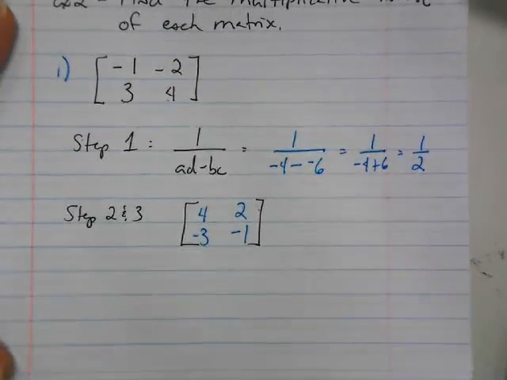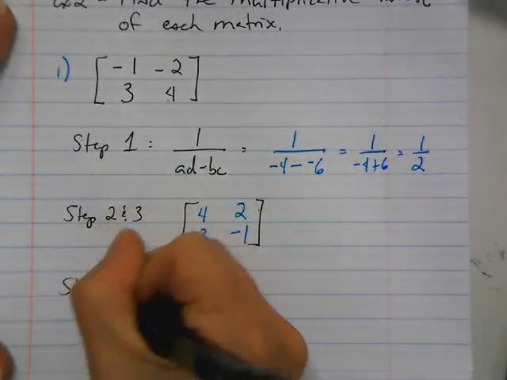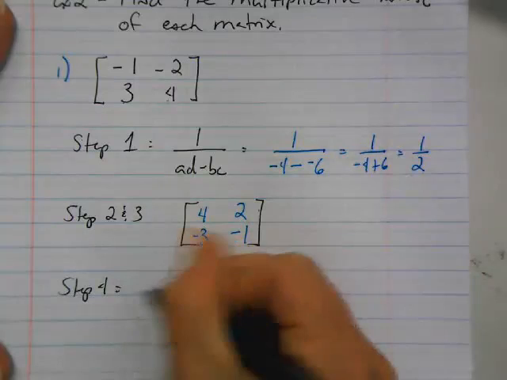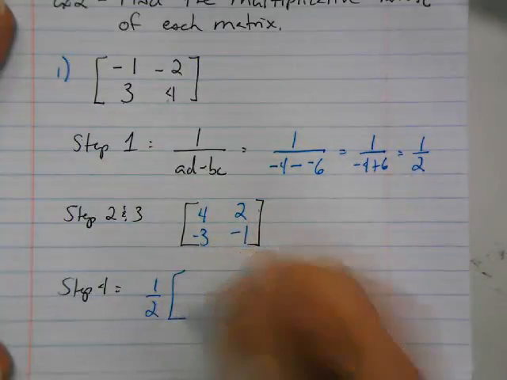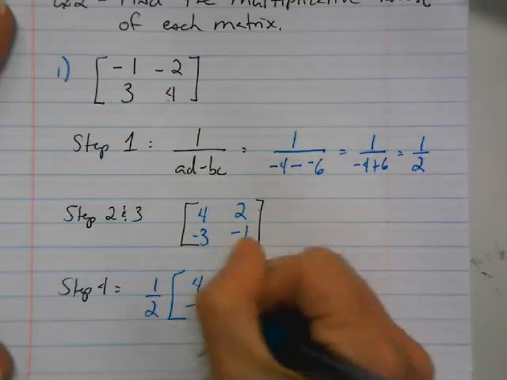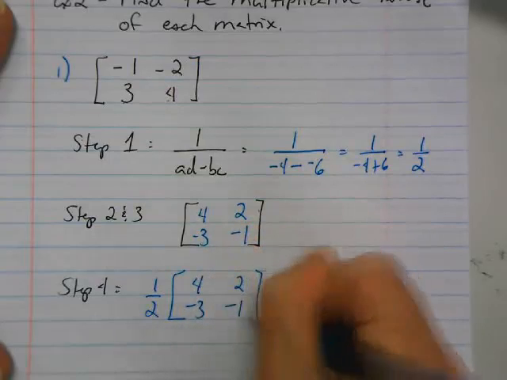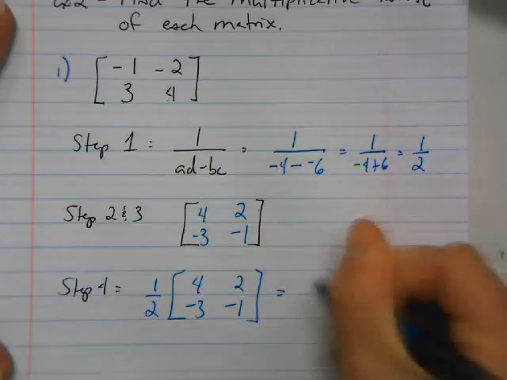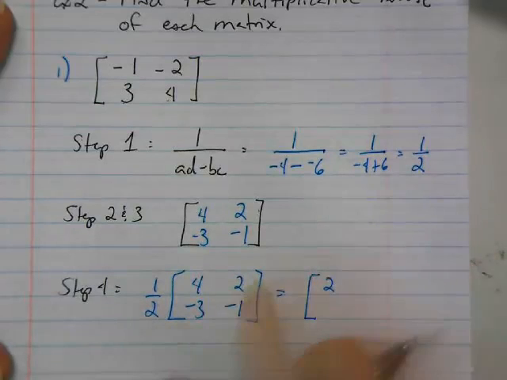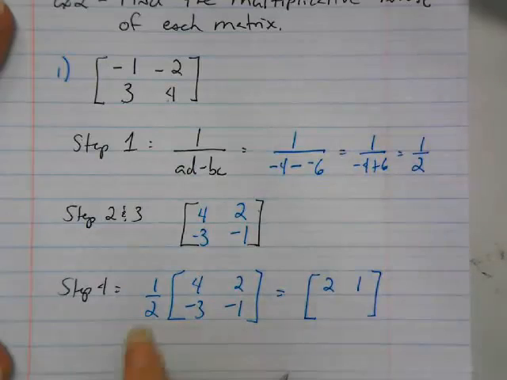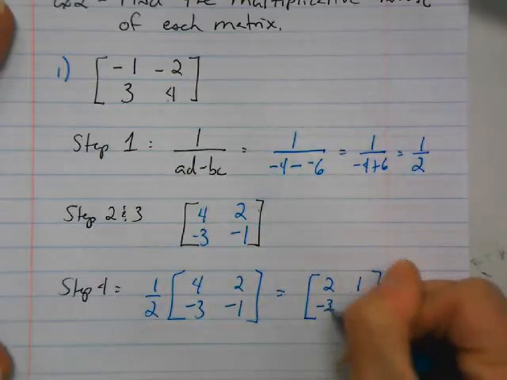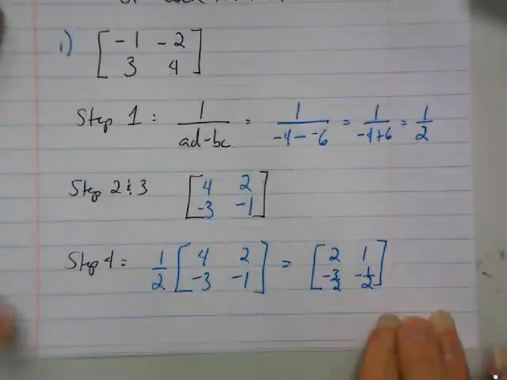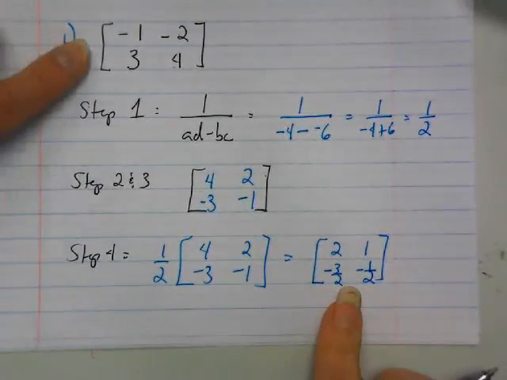And then finally, in step 4, I want you to multiply your step 1 times this entire matrix: 4, negative 3, 2, negative 1. So you're going to take a half of each element. A half of 4 is 2, a half of 2 is 1, a half of negative 3 is negative 3/2, and a half of negative 1 is negative 1/2. Okay, and that would be the inverse matrix of this guy.